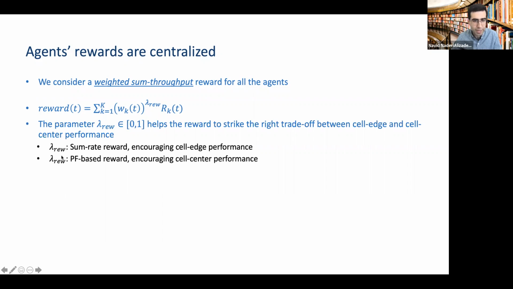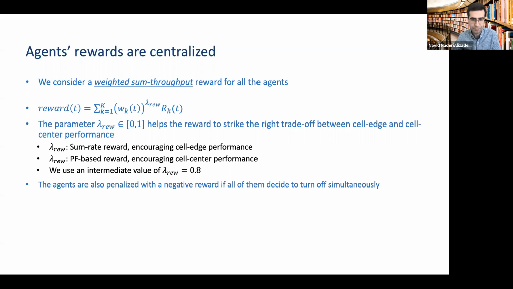Let's say we set this lambda equal to 0, then you will get the reward of sum rate, and that's just going to encourage the cell center performance. But if you set it equal to 1, then you will get a PF-based reward, the product of the weight and the rates, and that is going to encourage cell edge performance. Here we use an intermediate value of 0.8 that we found gives us the best performance in terms of the trade-off that we're seeking.